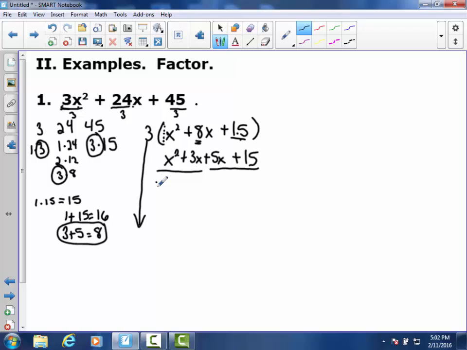So according to our rules, we'll take out the x, and then we divide it out. X squared divided by x is x. 3x divided by x is 3. Okay, so x times (x plus 3) is that group. Now we look here.